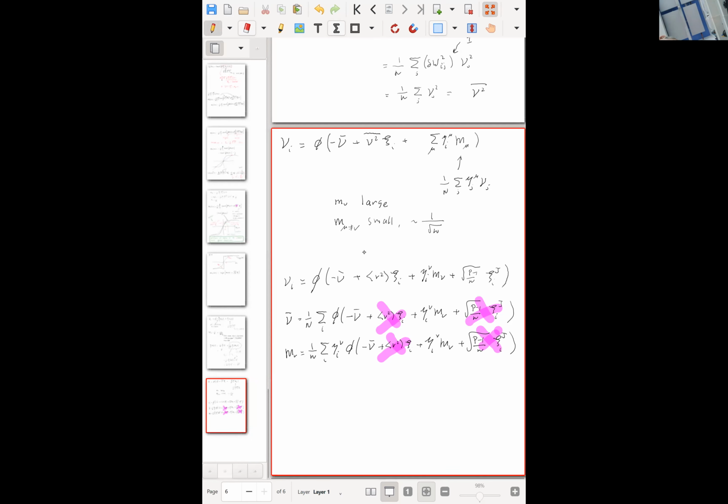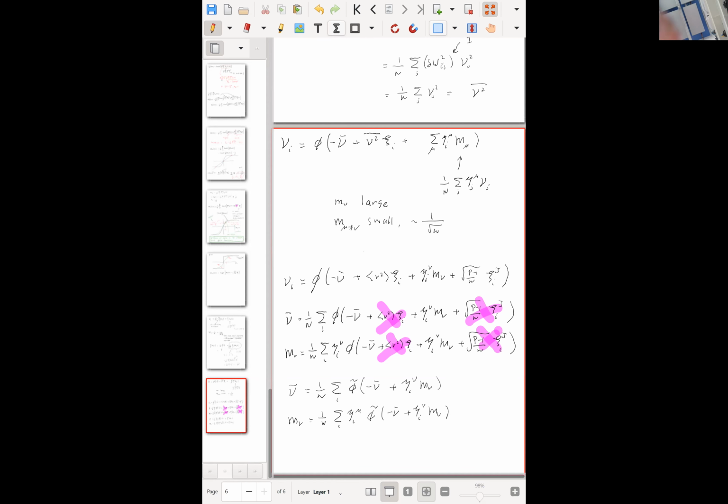So what that means is these equations get replaced by nu bar equals 1 over n, the sum on i of phi tilde of minus nu bar plus eta i nu m nu, and m nu equals 1 over n, the sum on i of eta i mu phi tilde of minus nu bar plus eta i nu m nu. Okay, and these phi tilde.